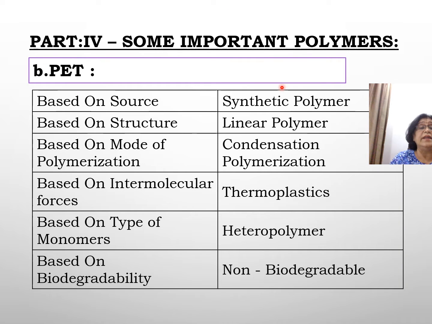Now let us see the categorization of PET. Based on source, this is also a synthetic polymer. Based on structure, it is also a linear polymer. Based on mode of polymerization, it is prepared by condensation polymerization. Based on intermolecular forces, it is a thermoplastic which cannot be recasted and remolded. Then based on monomers, it is also a heteropolymer, and based on biodegradability, it is non-biodegradable.